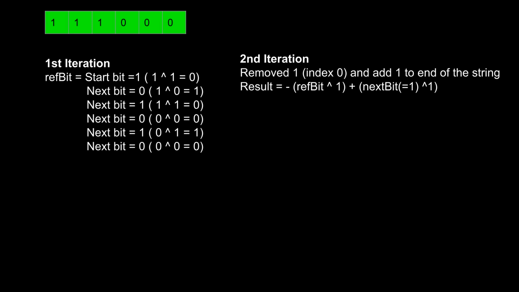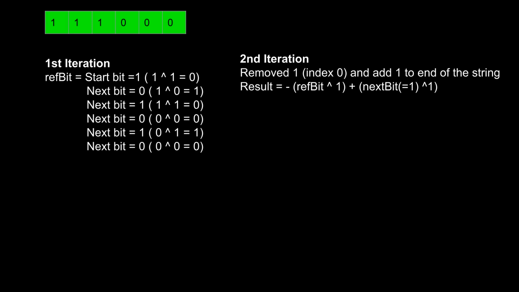So right now, as we are removing, we have to check whether initially index 0 is contributing or not, right? For that, we have the reference bit, right? The reference bit is equal to 1. So we are going to compare the 1 with the reference bit, and we are going to deduct that value. And also, as we are adding 1, we are going to first calculate the next bit, which is going to be 1 in this case, and compare it with 1, right?